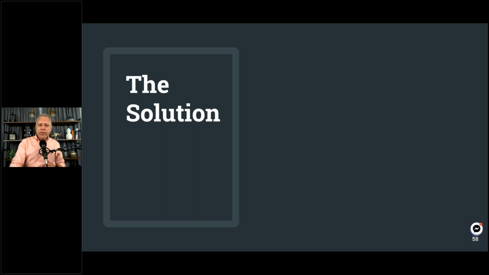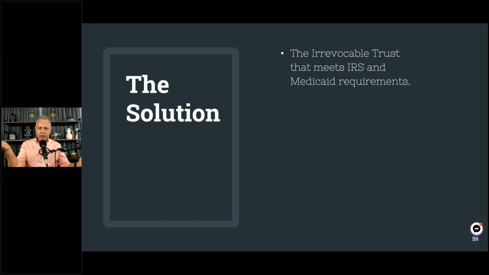So then the solution is, okay, you've got these two polar opposites: keep it for tax benefits, don't keep it for Medicaid benefits. So how in the world do we make both of these government entities happy by requiring absolute opposite things? Ta-da, this trust. This irrevocable trust meets the IRS and the Medicaid requirements. And if you present it like that, people are scared to death of the government. The IRS, you've got to keep it. Medicaid, you've got to get rid of it.